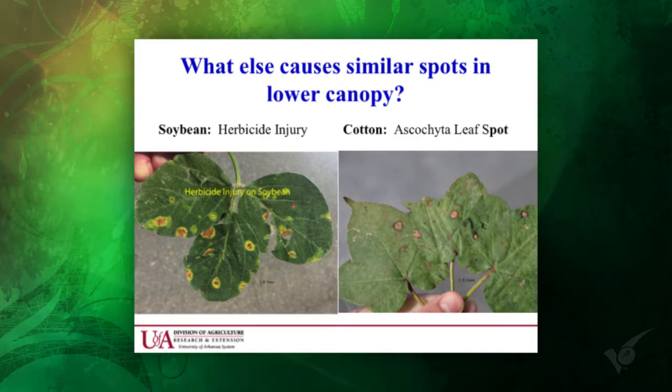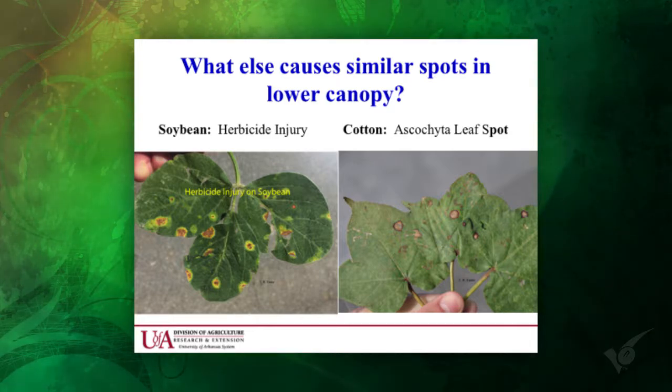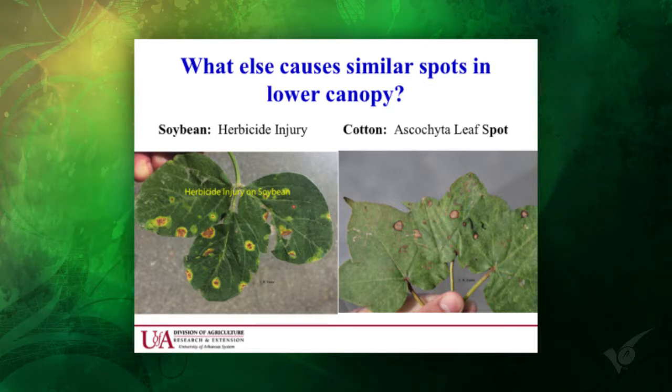All right, so what else can cause those similar symptoms, especially when we're talking about the lower canopy? The calls I got mostly this year were that of herbicide injury. I'd like to say most of the time it's Liberty injury on Roundup Ready beans, but it could be other herbicides too. I'm not exactly sure what, but I can tell you this, when I get those soybean leaves into the lab, there are absolutely no spores on them whatsoever. And it's relatively uniform in the field.